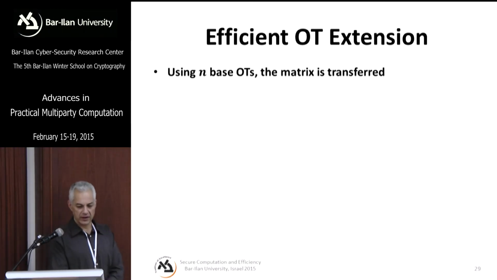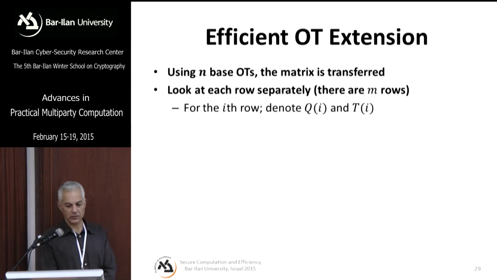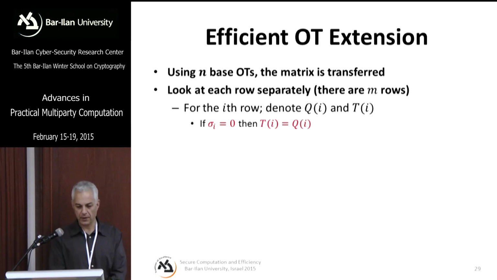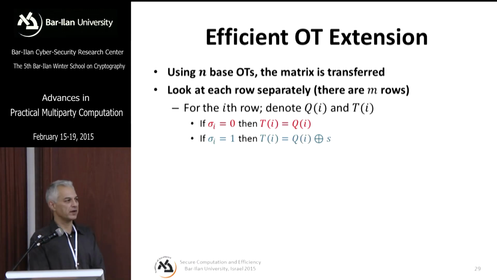So, okay, we did the n oblivious transfers. We transferred the matrix. We looked at each of the rows, the first row, the second row, and denote the ith row as Qi. This is the row of the sender on the left side, and Ti is the row of the receiver. What we got is that if the choice of the receiver is 0, then Ti is equal to Qi. The rows are equal. But if the choice of the receiver was 1, then Ti is equal to Qi XOR S, where S is a string that is only known to the sender.